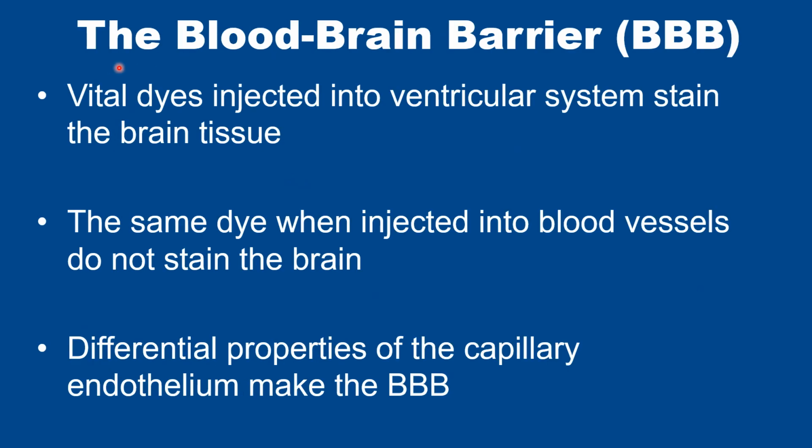The blood-brain barrier. Vital dyes like India ink, when injected into the ventricular system, stain the brain tissue. The same dye, when injected into the blood vessels, does not stain the brain. The differential properties of the capillary endothelium make the blood-brain barrier, which prevents diffusion of substances from the blood to the brain tissue.